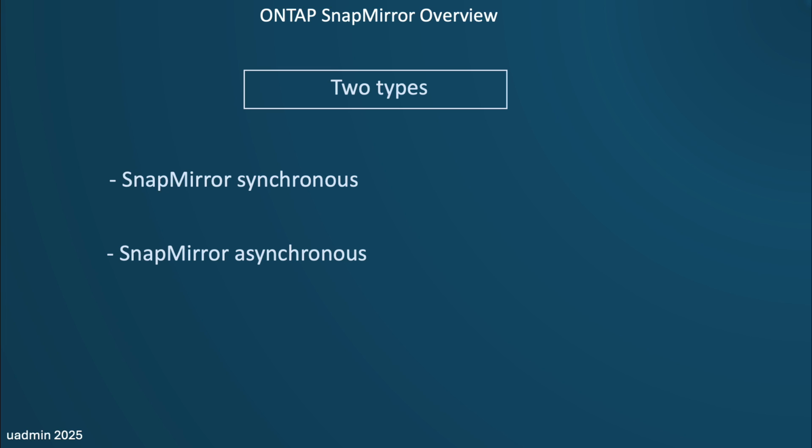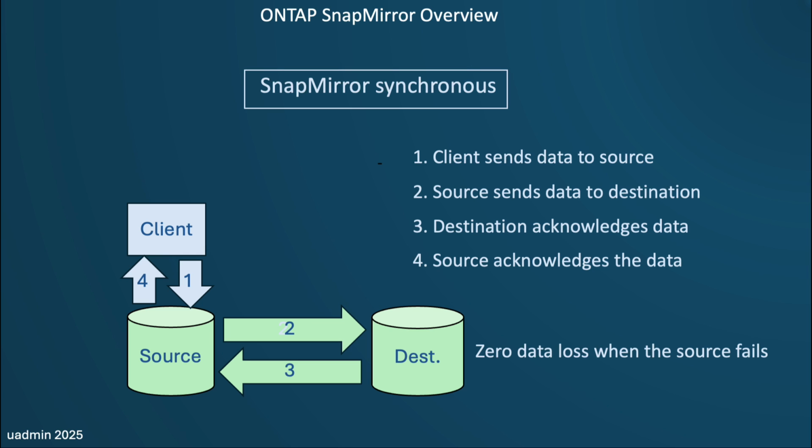In a synchronous relationship, the data needs to be at the destination site before the client can be acknowledged that the data is safe. So the data will be in sync for 100%. In fact, the client will only be acknowledged that the data has been well received after it has arrived at the source as well as at the destination. So this means that there is zero data loss if the source would fail. All data will be on the target or the destination as well.